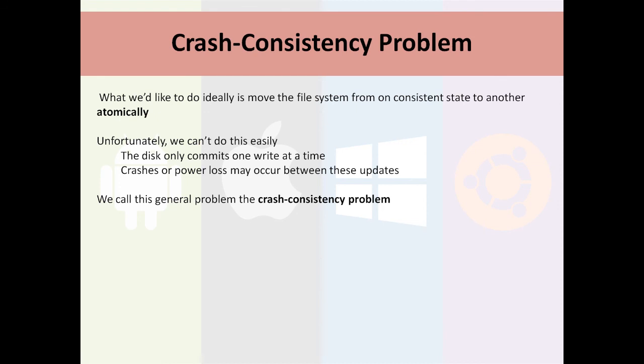So all of these issues are what we call in general the crash consistency problem. And the idea here is that what we would ideally like is to perform those 3 writes atomically, meaning that we could shift from one consistent state to another, or a safe state to another. Unfortunately, we can't perform those writes atomically. And that is because the disk only commits 1 write at a time. And again, because crashes or power losses may occur between these updates.